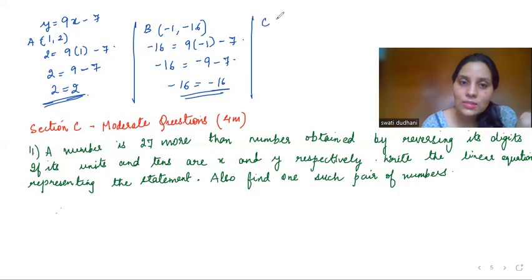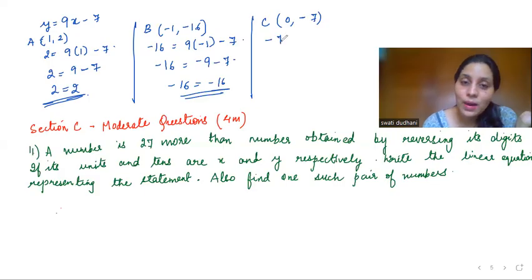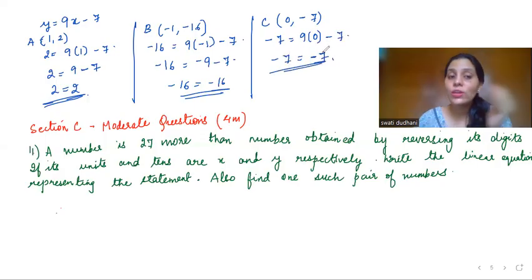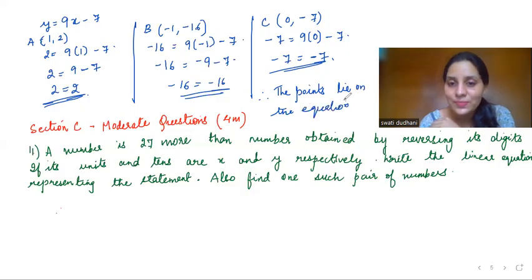Now last, point C is given as (0, minus 7). Again substitute. Minus 7 is equal to 9 into 0 minus 7. Minus 7 equal to minus 7. So here we see that left side equal to right side. Therefore, the points lie on the equation. I hope this is clear.